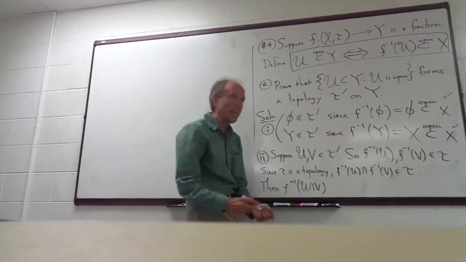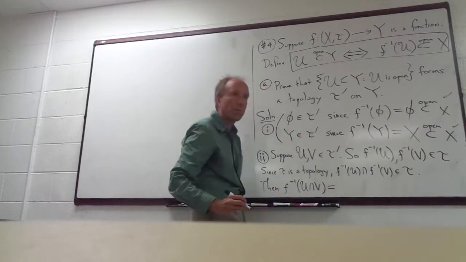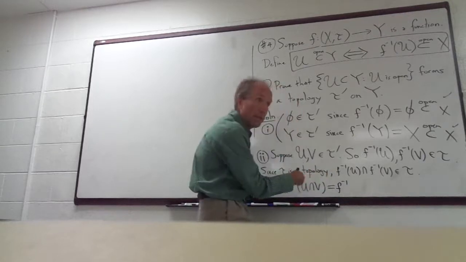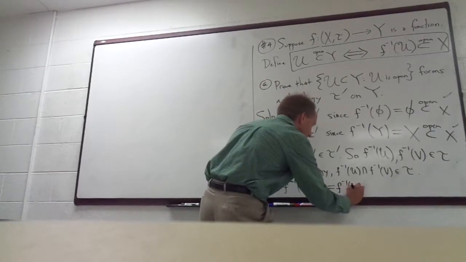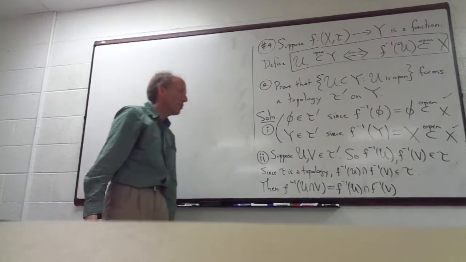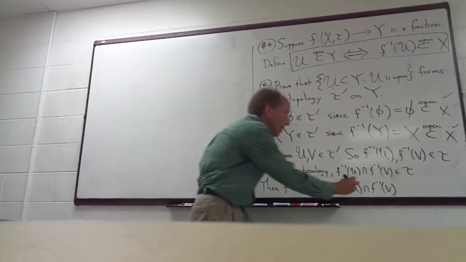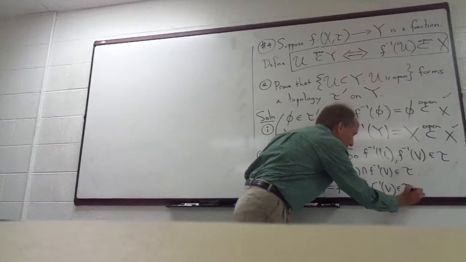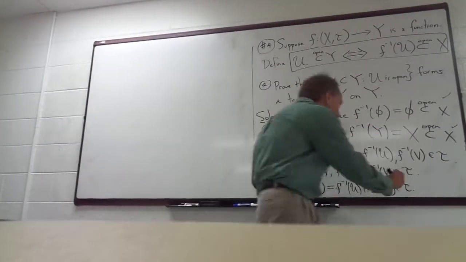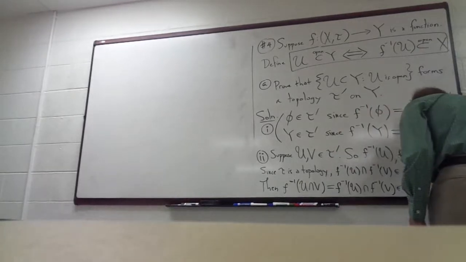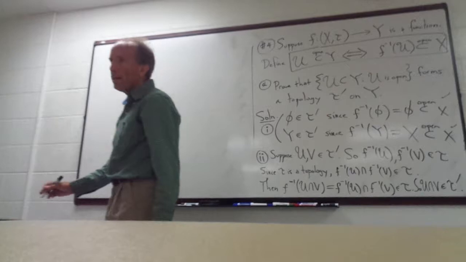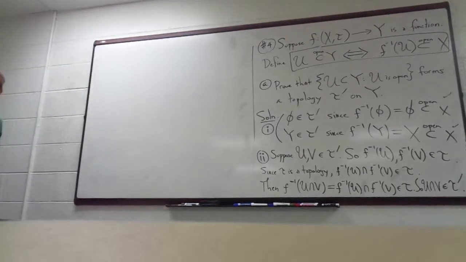I think you proved on one of your early homework assignments that the pre-image respects intersections. So this is just the pre-image of U intersected with the pre-image of V. Isn't that great? So you just use that, and that is an element of tau. That means that U intersected with V is then, by definition, in tau prime.